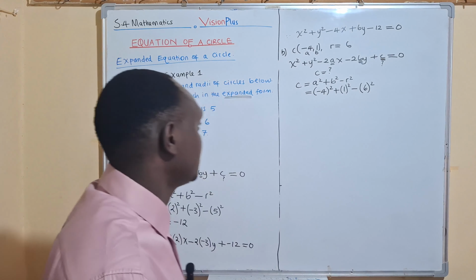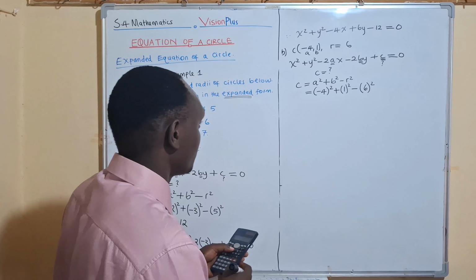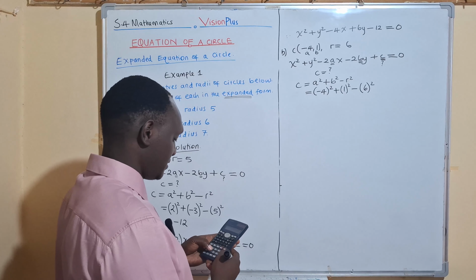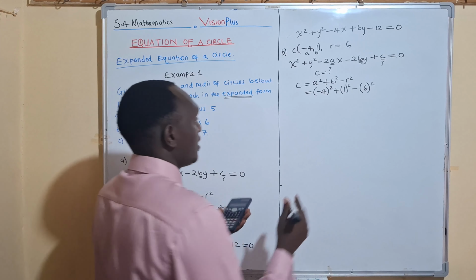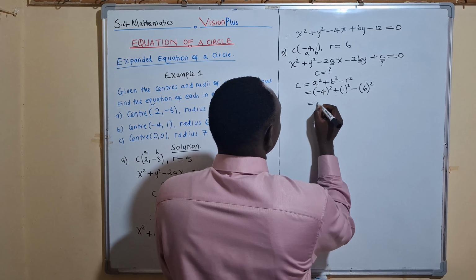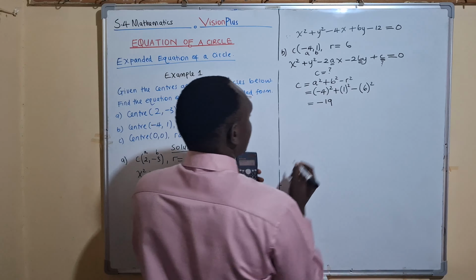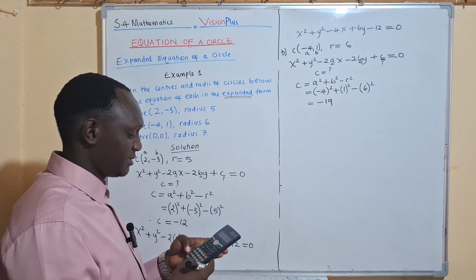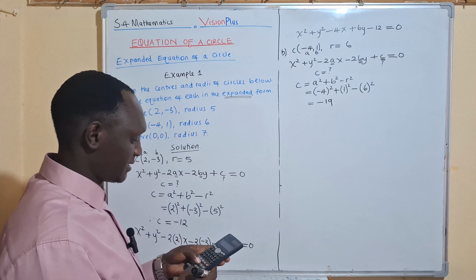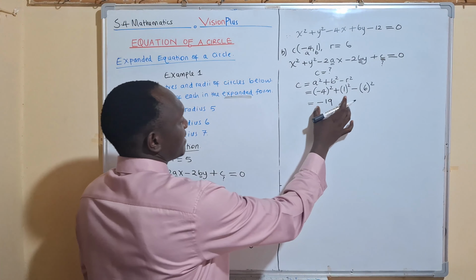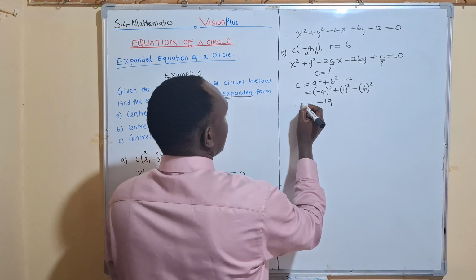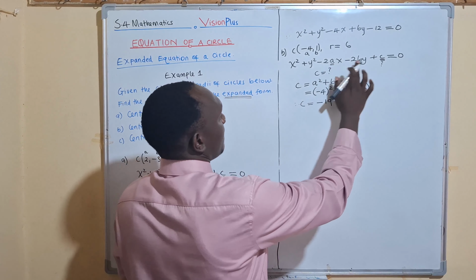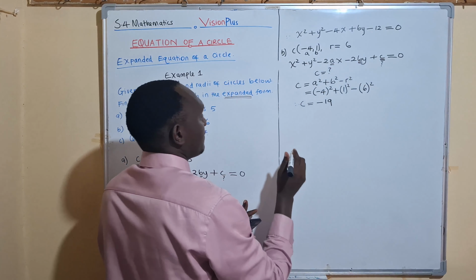Then we press the calculator. -4 squared plus 1 squared minus 6 squared. I'm getting -19. 4 squared plus 1 minus 36. Yes. So our C is -19. So after getting C here, then we simply come and substitute for A, B, and C. And that is the answer.